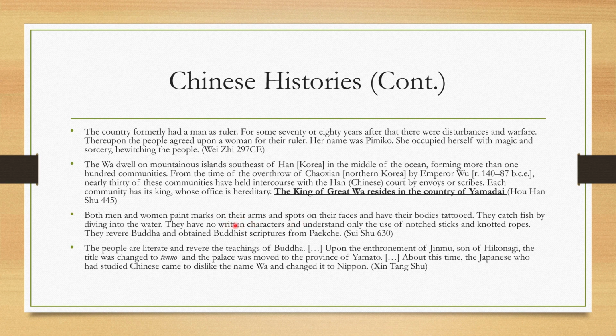So here it says they have no written characters, but in the new Tang history, it says that people are literate. So writing has been introduced sometime during this period to Japan, and most people have some knowledge of it. They revere the teachings of Buddha. Upon the enthronement of Jimmu, son of Hikonagi, the title was changed to Tenno, and the palace was moved to the province of Yamato. About this time, the Japanese who had studied Chinese came to dislike the name Wa and changed it to Nippon. And this is also written somewhere in the 7th century, so around this time, right?